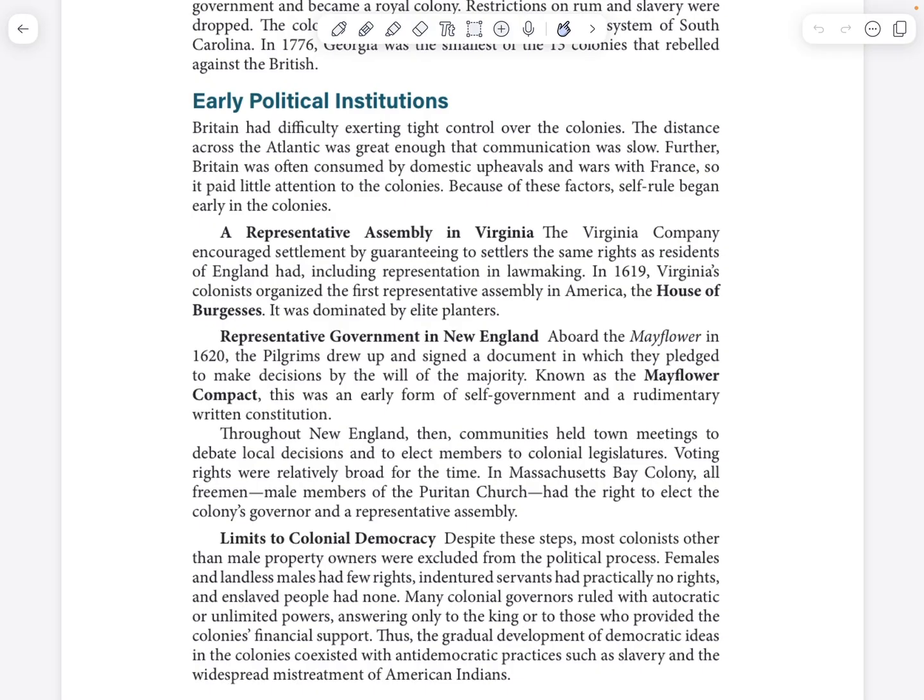Throughout New England then, communities held town meetings to debate local decisions and to elect members to colonial legislatures. Voting rights were relatively broad for the time. In Massachusetts Bay Colony, all freemen, male members of the Puritan Church, had the right to elect the colony's governor and a representative assembly.